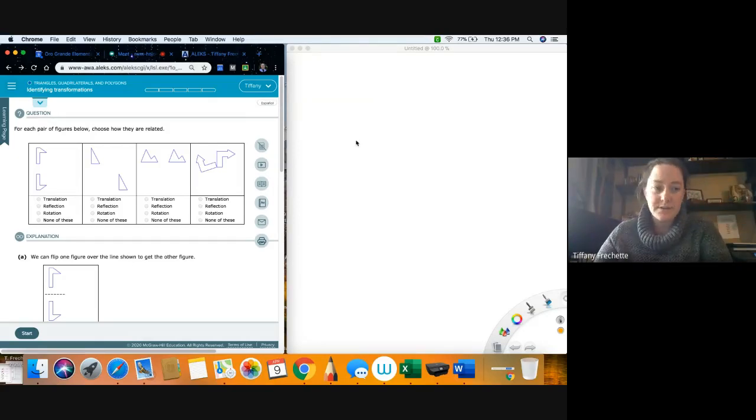Identifying transformations. For each pair of figures below, choose how they are related. So we just need to go through the definitions of transformations real quick.